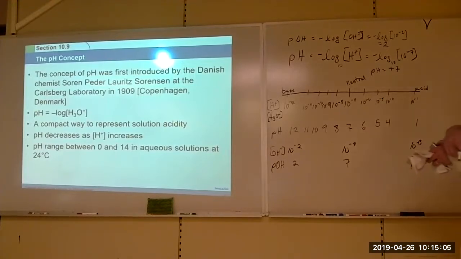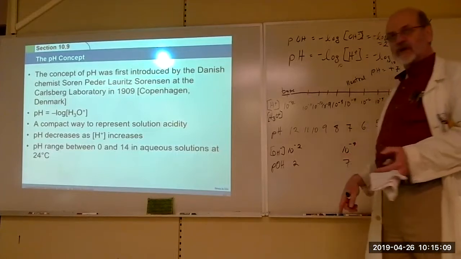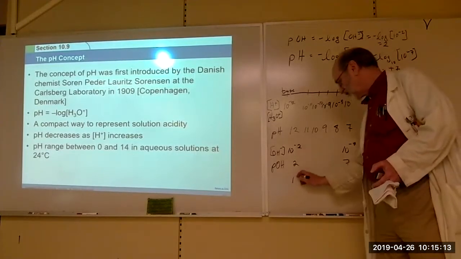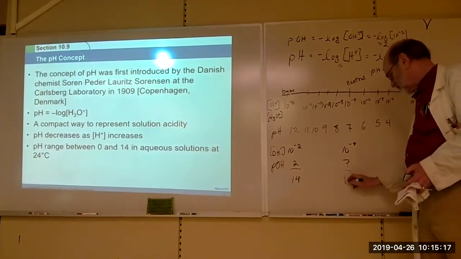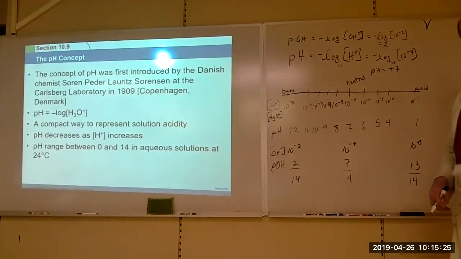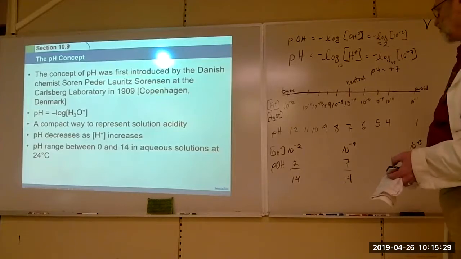Notice something else. If you add the pH and the pOH together, what do you get? 14. 7 plus 7, 14. 1 plus 13, 14. The pH and the pOH always add up to 14. Okay?